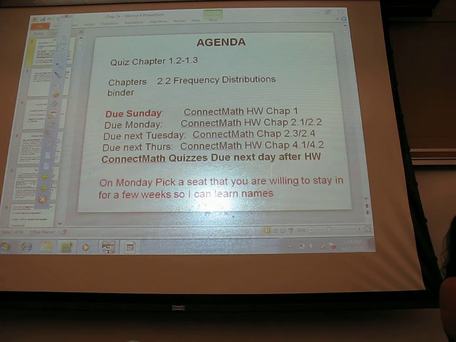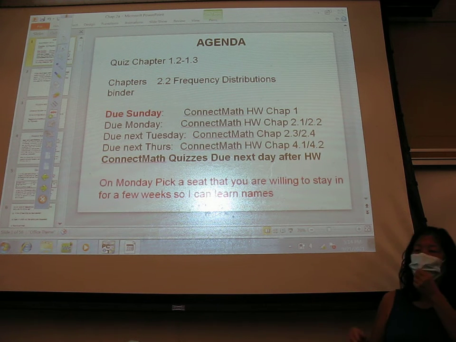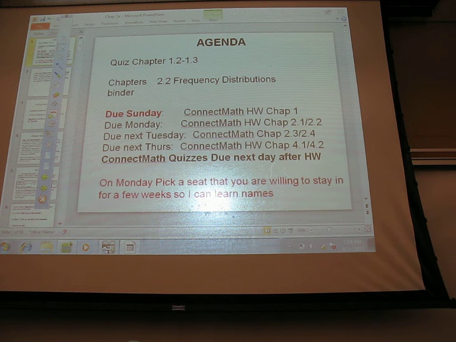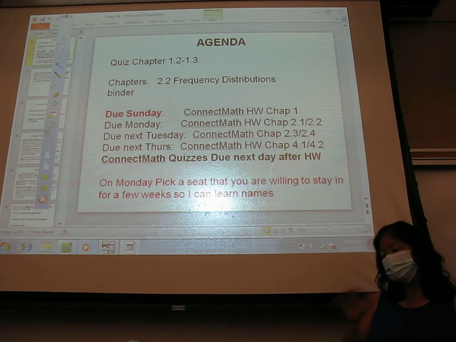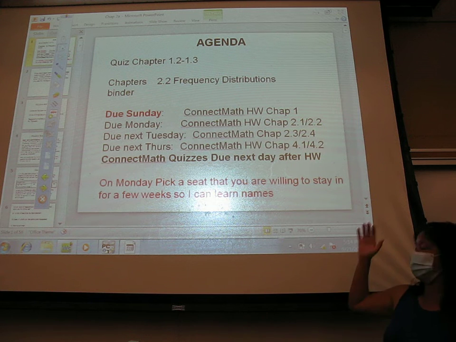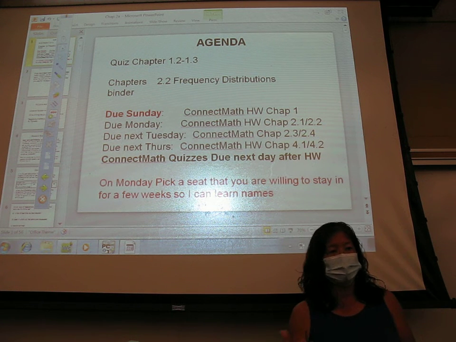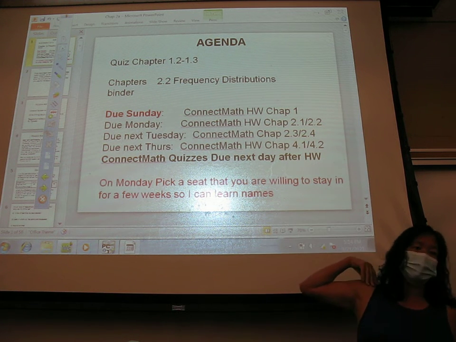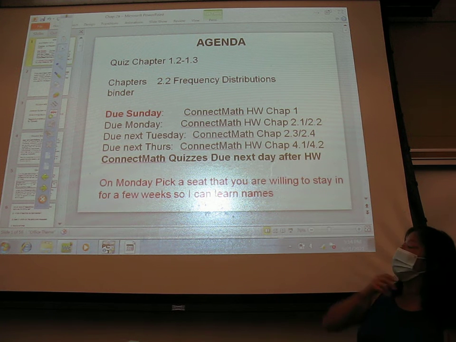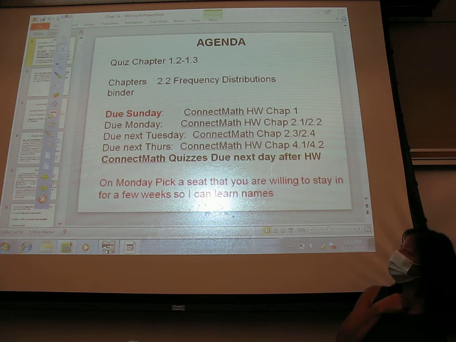I have this crammed in Sunday, Monday, Tuesday because chapters 1 and 2 are pretty easy, honestly. They should go a little bit quicker, and that way you have a little more time for chapter 4. Chapter 4 is where it starts getting a little bit tougher. People typically don't have issues with chapters 1 and 2. It's when chapter 4 comes in that things start getting more difficult. So I want to spread those out a little bit more. Your first chapter 4 homework will be next Thursday.